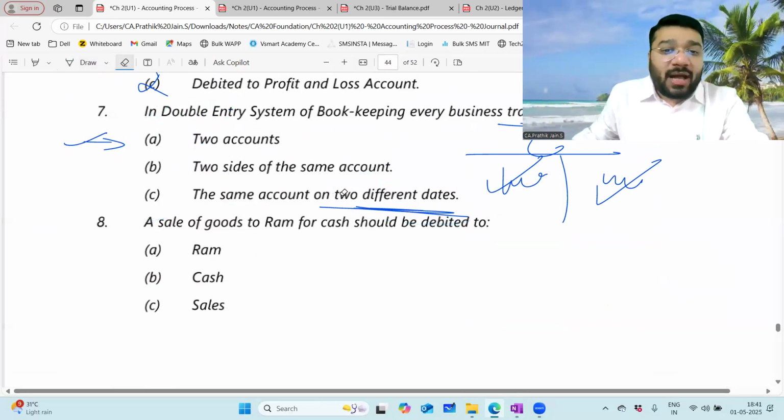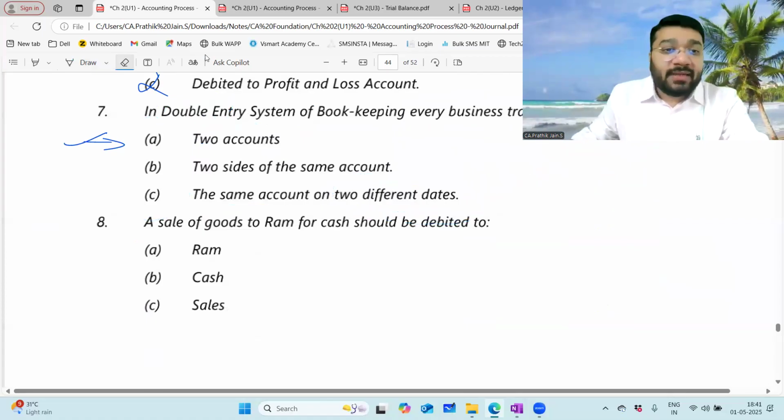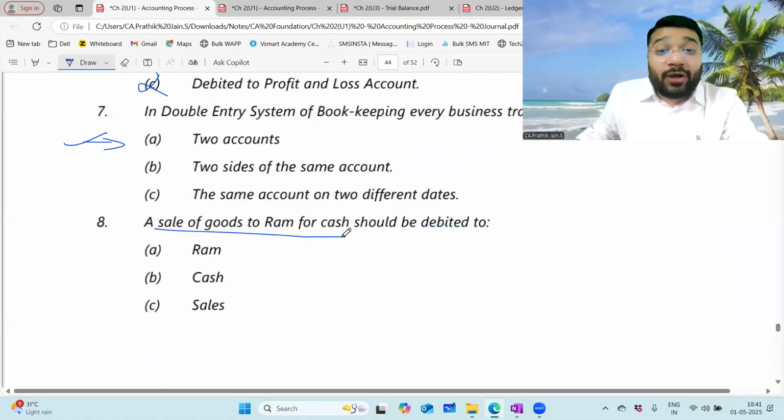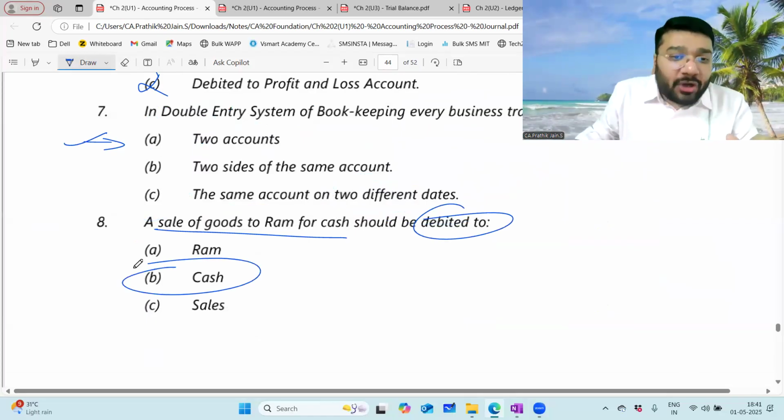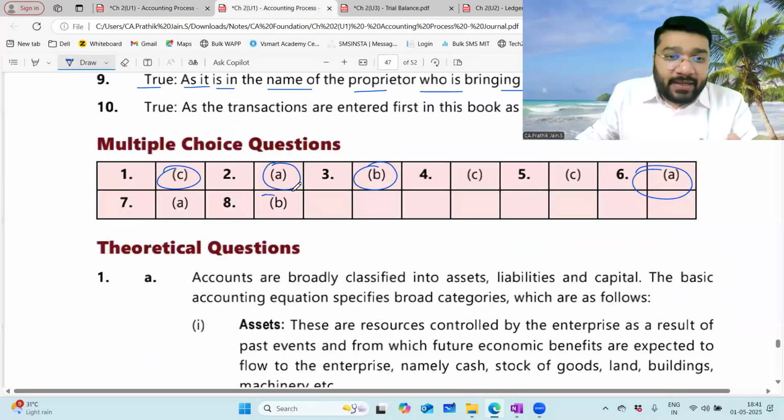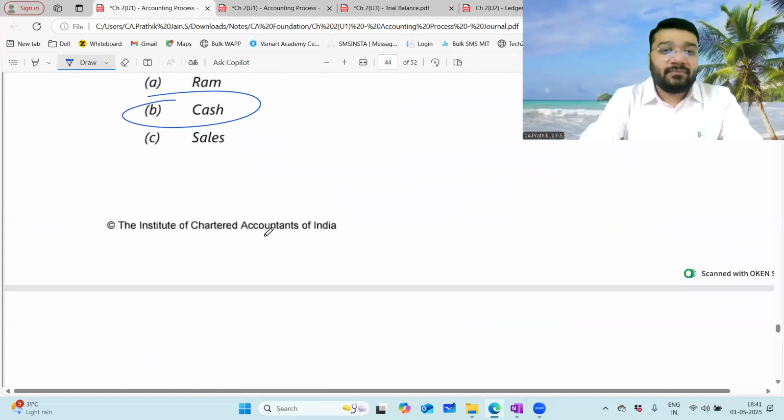Now, 8th point. The sale of goods to Ram for cash should be debited to. Sale of goods to Ram for cash. Cash to sales. Debited to cash account. 8B. Any problem? Okay.